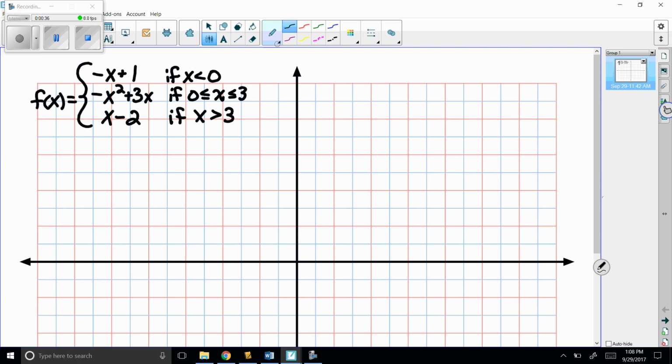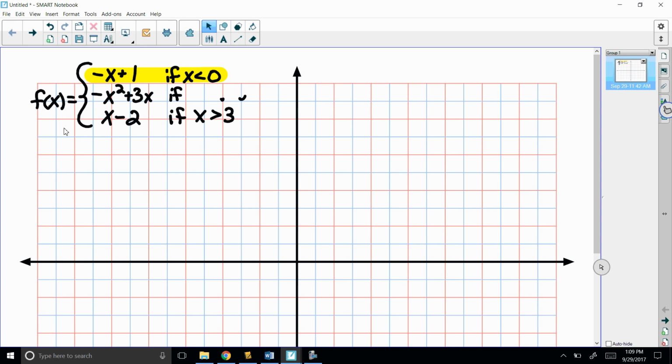The first domain that we have would be that x is less than 0. So what we're doing is, I didn't do that right there. Sorry about that. That's what I thought would happen. I gotta move this thing. I'm trying to figure out something here. There we go.